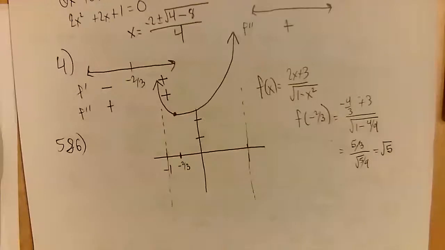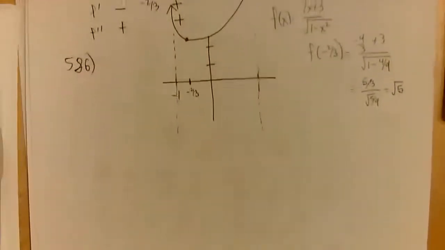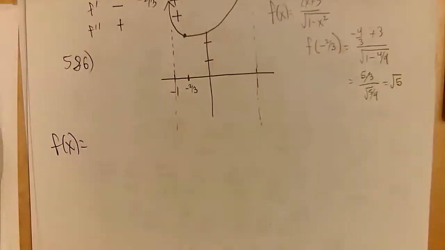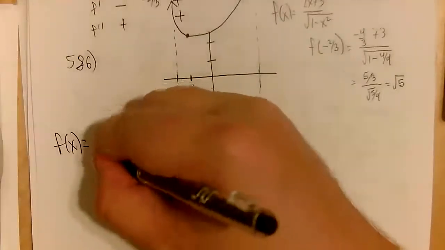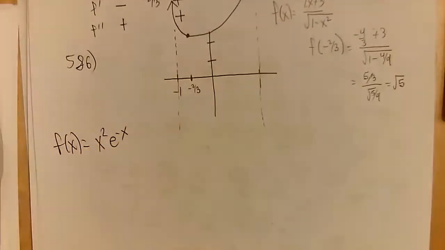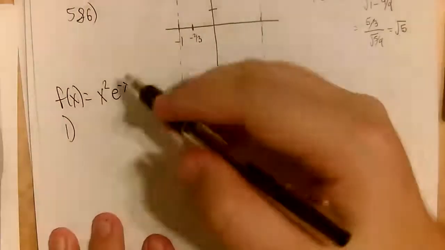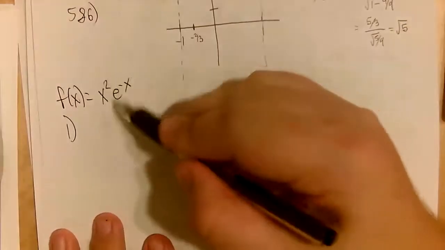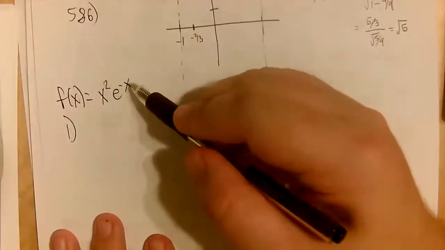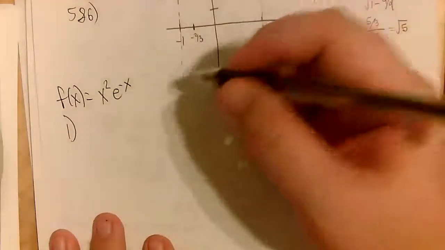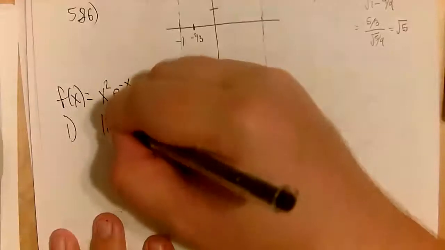All right, let's go ahead and do one more example here. In this example, we're trying to graph the function x squared e to the negative x. Okay, first, let's talk about asymptotes. This is a polynomial times an exponential function, so it's not undefined anywhere, so we don't have to worry about vertical asymptotes. Now with horizontal asymptotes, let's see.